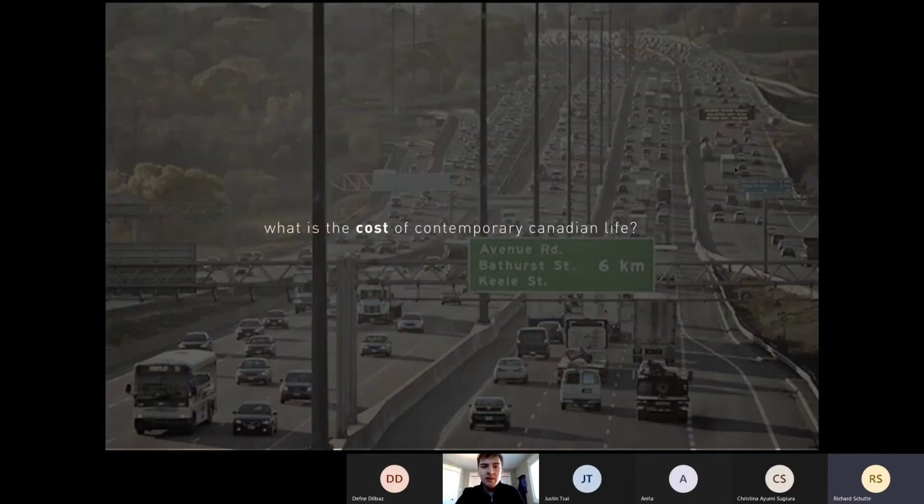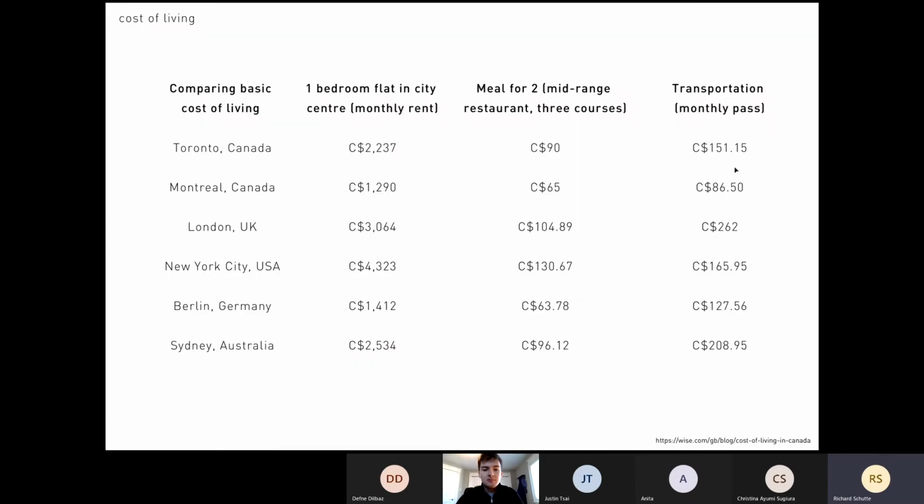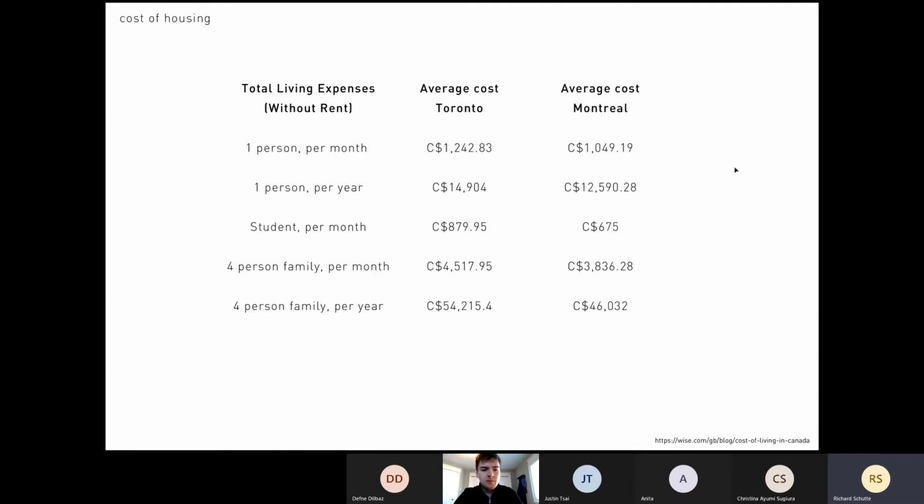So what is the cost of contemporary Canadian life? Here's some data showing and comparing the basic cost of living across major international cities. And this shows the average total living expenses, not even including rent, of Toronto and Montreal. And you can see that for one person per month, it costs around 1,200 Canadian dollars to live in Toronto. But for a 4-person family per year, it costs upwards of $54,000.